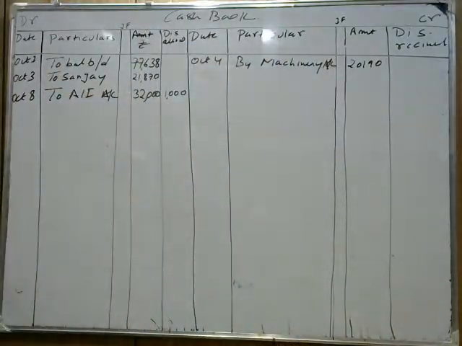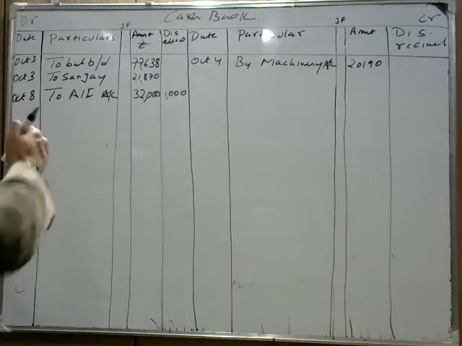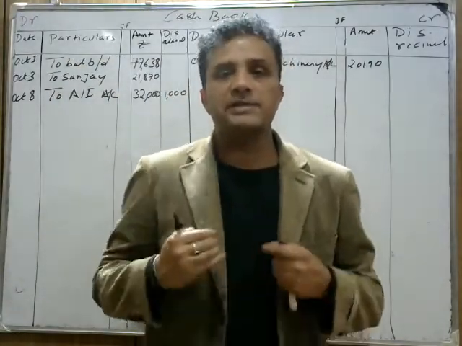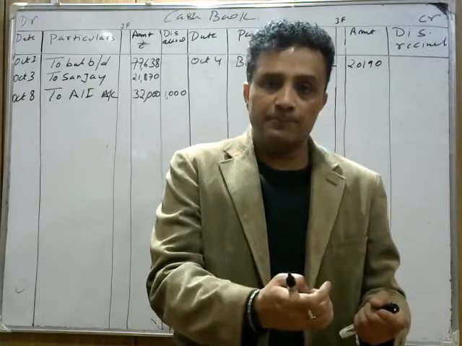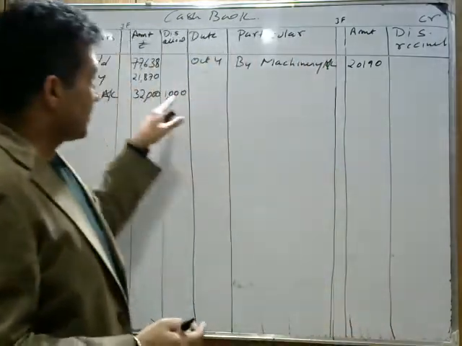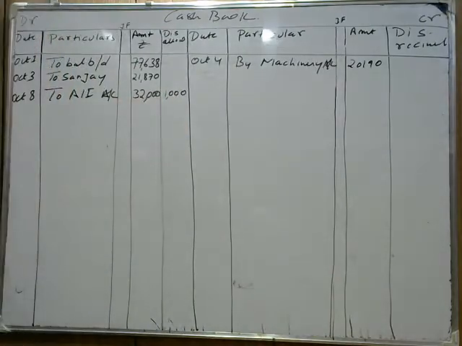We allow him discount because we have to receive 33,000 from Ali, but we are receiving only 32,000, so we are giving him a discount of rupees 1,000. हम discount दे रहे हैं, but discount is an expense for us. That's why it's coming on the debit side. To Ali, 32,000 we receive in cash and 1,000 we allow as discount.